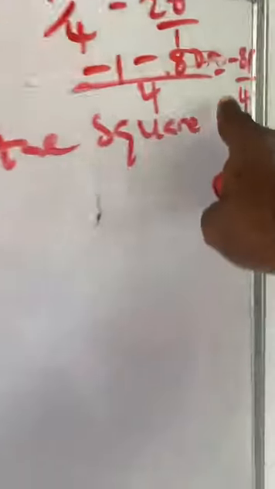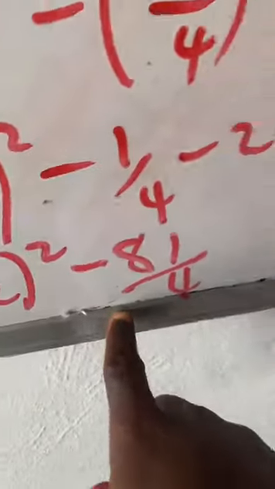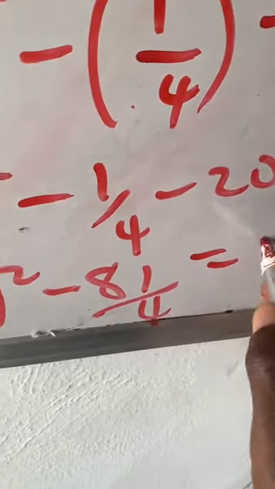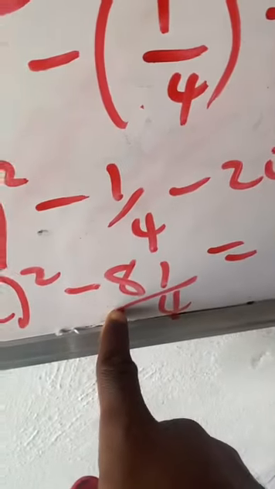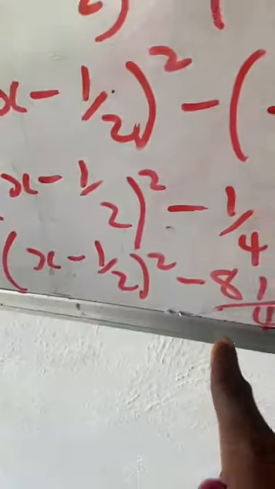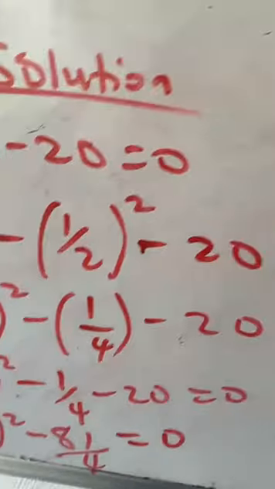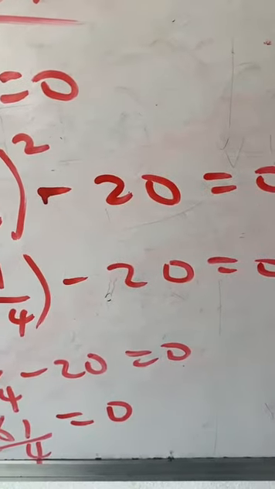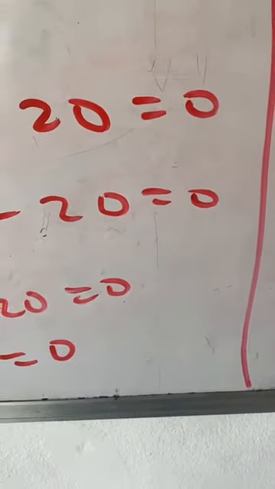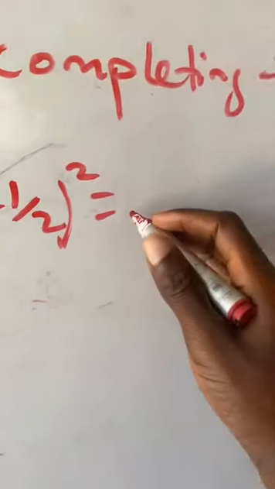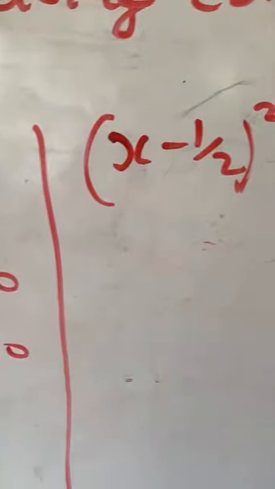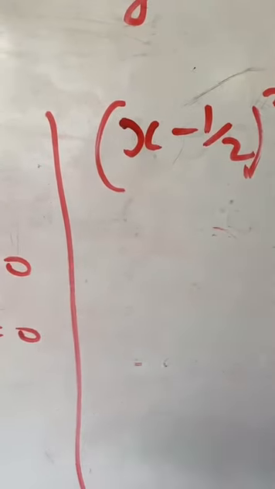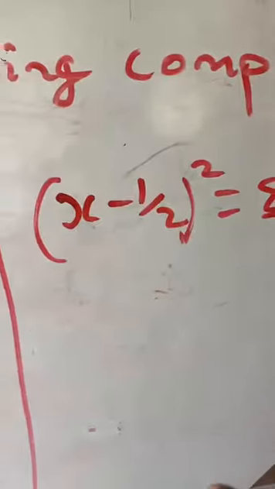Now if you observe, I included the minus here, so I don't need to write minus 1 over 4 minus 20 again. This is what I'm writing now, equals to 0. Now I have to take this minus 81 over 4 to the right hand side. So I have x minus 1 over 2 all square equals to 81 over 4. It has become positive from negative because it crosses to the other side.